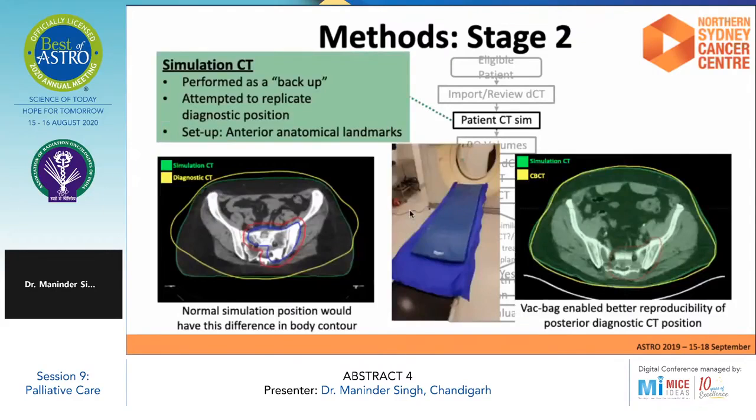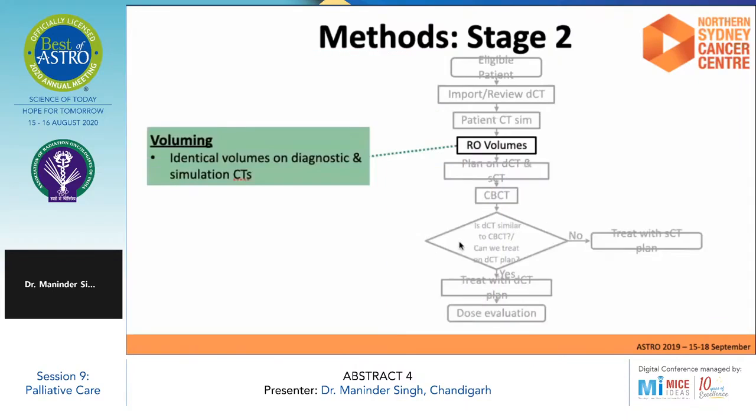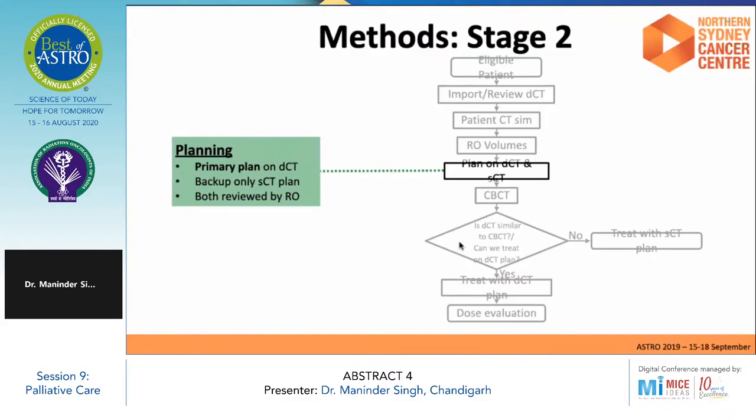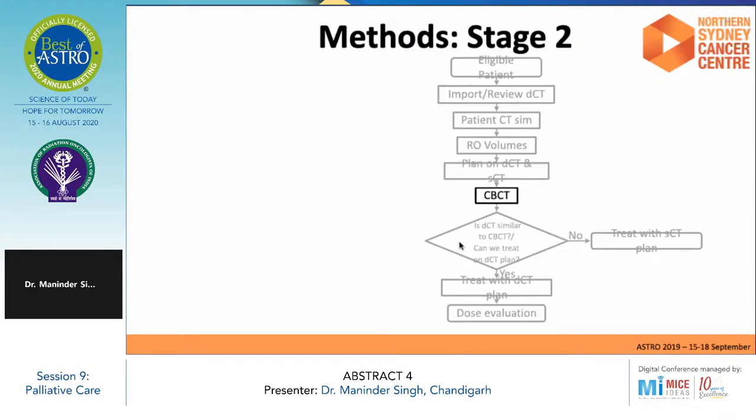To overcome a flat-top treatment couch, a custom curved backpack was used to assist in reproducing the patient's posterior body contour. The volumes were contoured on diagnostic CT and they were checked on simulation CT. Treatment planning was done on both diagnostic CT and replicated on the simulation CT dataset only to be used as a backup. Pre-treatment CBCTs were performed.